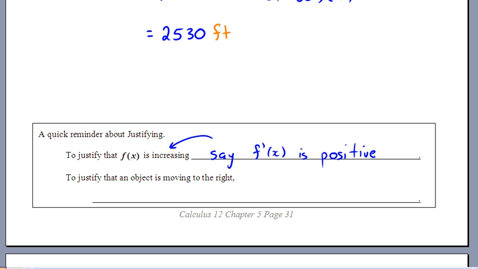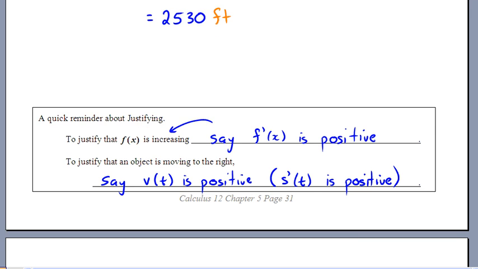Now for physics, if you want to justify that an object is moving to the right, then what you want to do is say that the velocity is positive. So you've got a couple of options there. Really all you need to do is just say that the velocity is positive, because the velocity actually is s prime. So when you're saying, oh yeah, the derivative of position is positive, that's the velocity. So it's good enough to just say the velocity is positive. Okay, well that's the first of the three that we're going to take a look at.